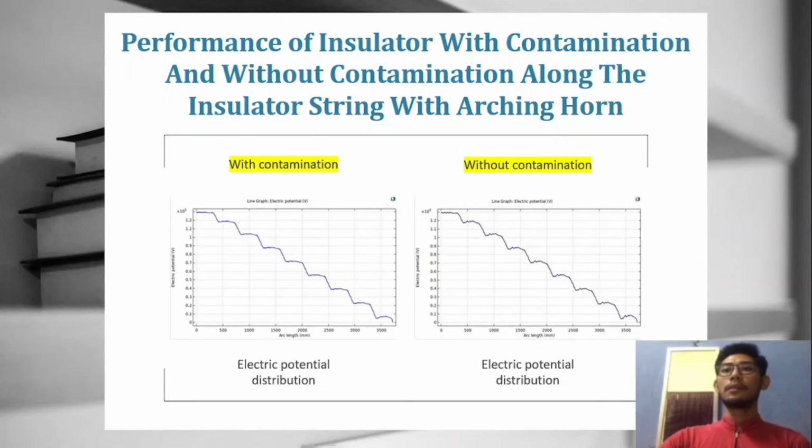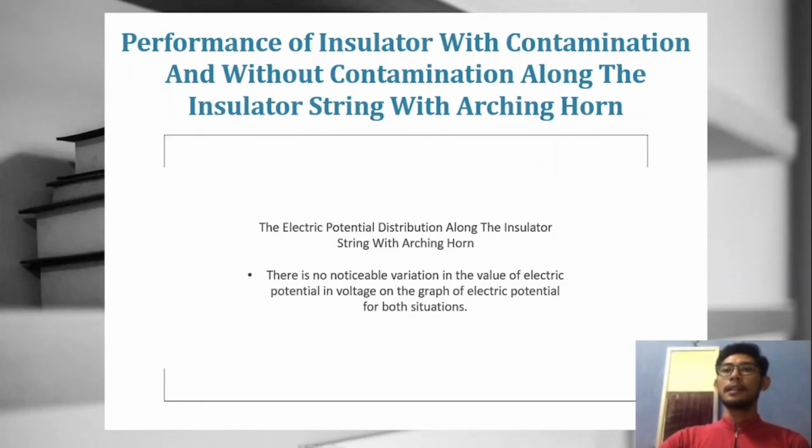And next, for the line graph of electric potential, this is arc length against the electric potential. With contamination and without contamination have a little bit of difference in the line graph for the electric potential distribution. And next, the electric potential distribution along the insulator string with arcing horn. There is no noticeable variation in the value of electric potential or voltage on the graph of electric potential for both situations.